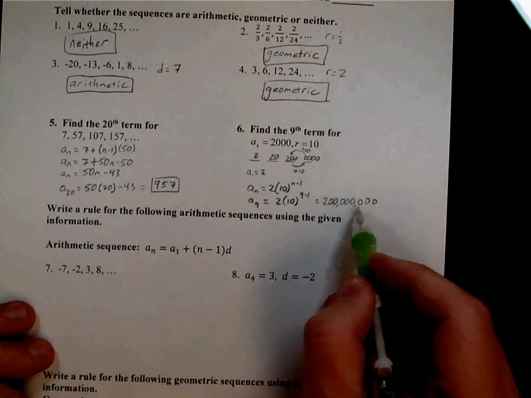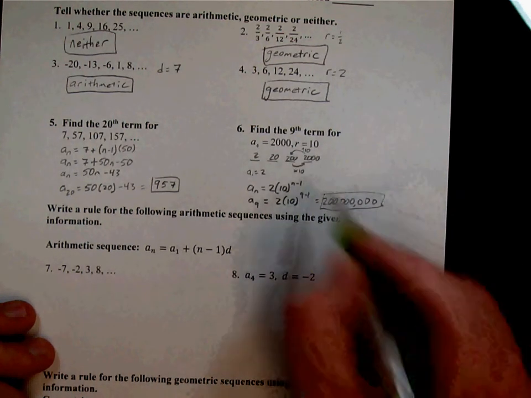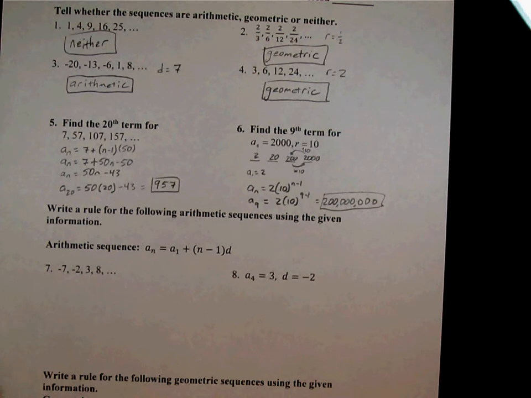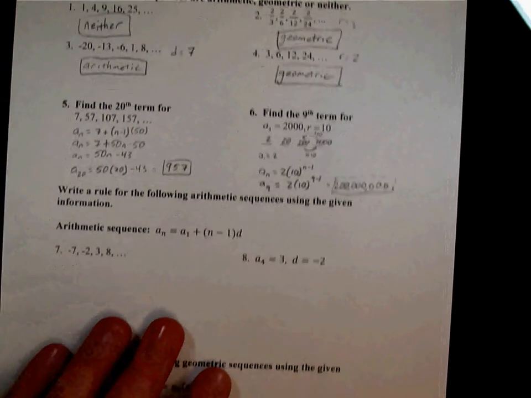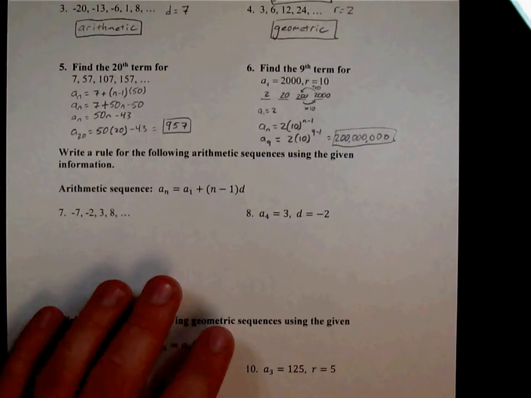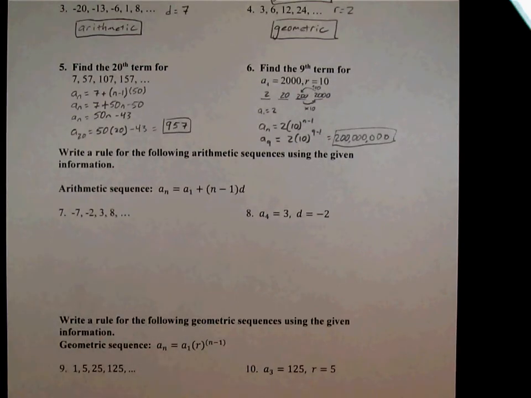Should have 8 zeros. Yeah, that's correct. All right. Now, starting number 7, write a rule. So really it's the nth term rule, write a rule for the nth term. That's basically what it's saying.